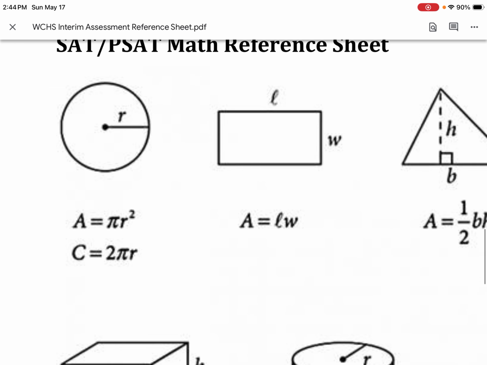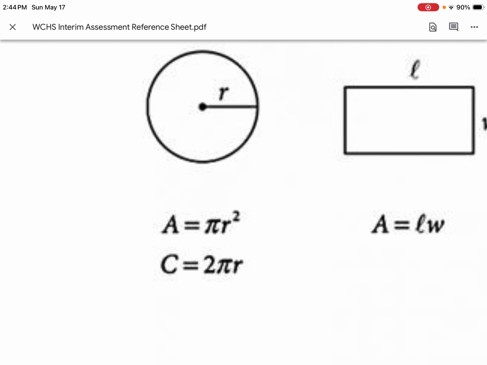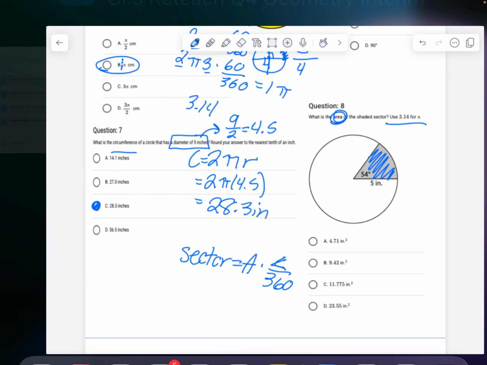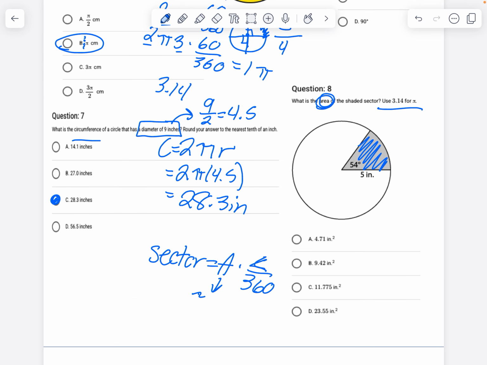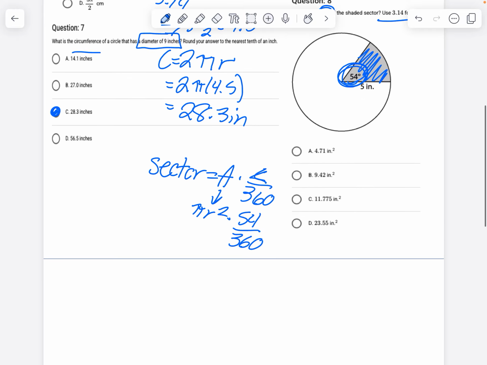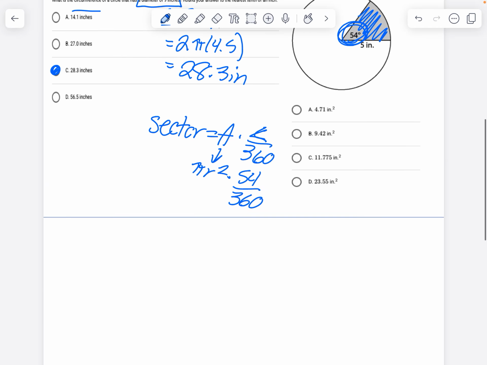Area of a circle, the circle's right here. The A stands for area, pi times radius squared. So it's got to go back to this. Pi times radius squared. The angle that I want is that 54 degrees over 360. Our radius is 5, I believe. So let's plug in 5 for the radius. Pi times radius. Oh, I did not mean to put that. I meant to put 5 there. Radius squared times 54 over 360.